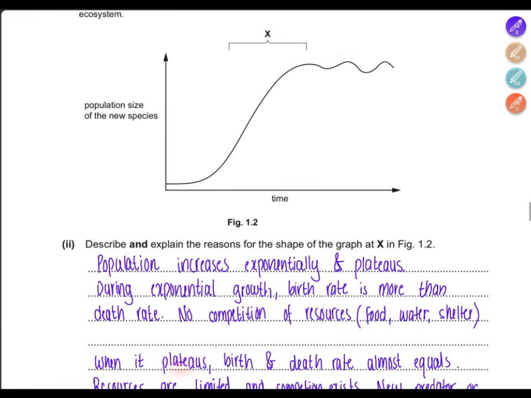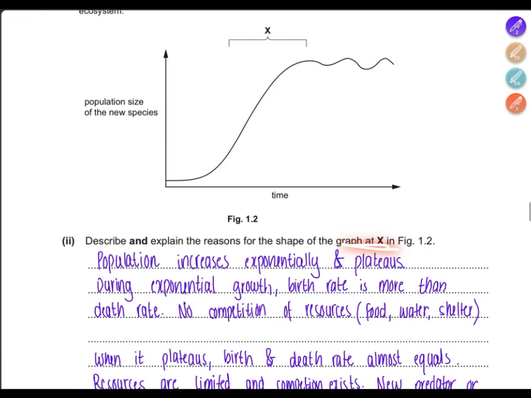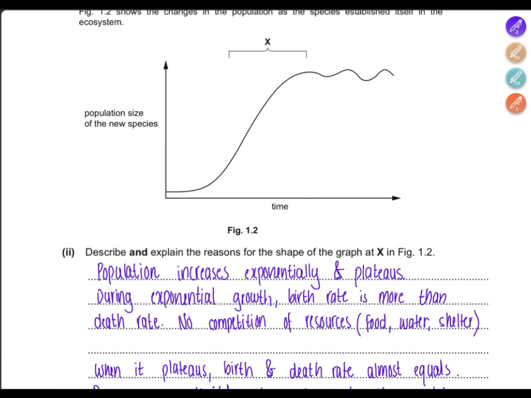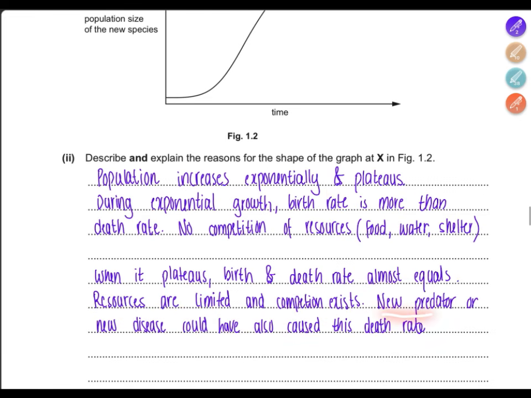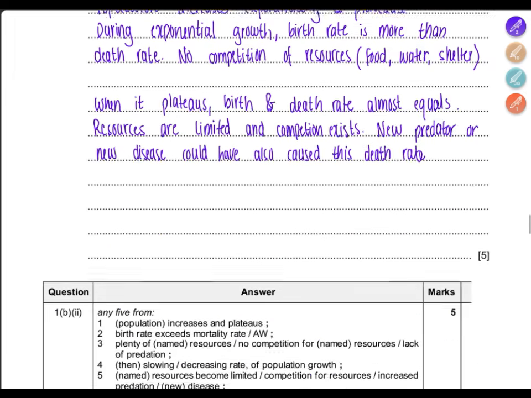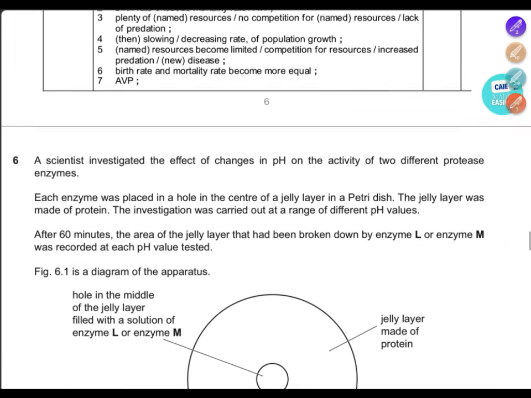When it plateaus in that region, they're talking about the graph at X. So you don't have to mention this region. You don't have to focus on that. Basically, just this region. It grows and then it plateaus. So basically, birth and death rate are almost equal. The resources are limited now and competition exists. Another factor could be that a new predator or another disease could have spread, and that could have also caused this death rate. So that's why it reaches that, and you can see the answer here.